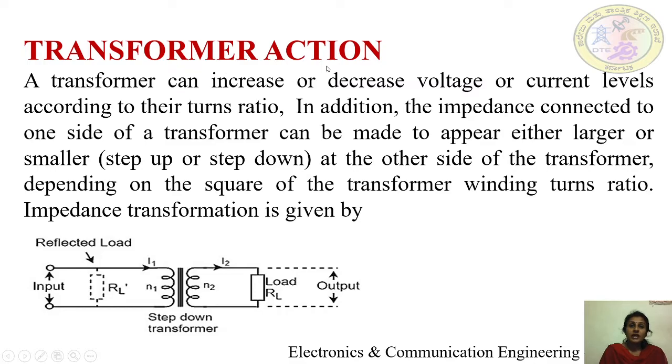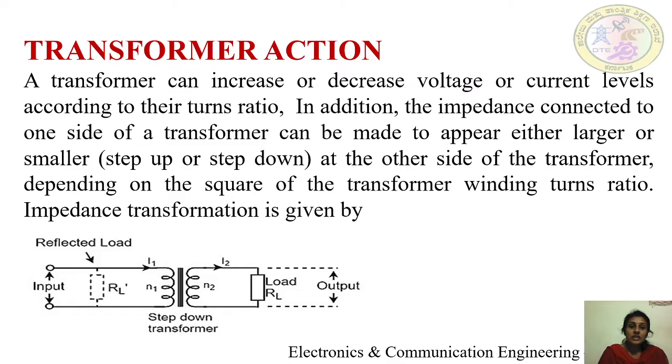Transformer action: a transformer can increase or decrease voltage or current levels according to the turns ratio. In addition, the impedance connected to one side of the transformer can be made to appear either larger or smaller at the other side of the transformer, depending on the square of the transformer winding turns ratio.